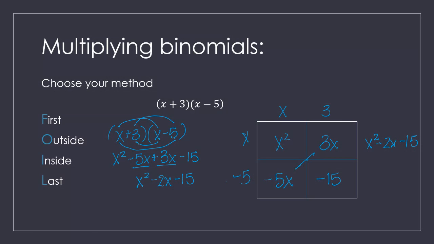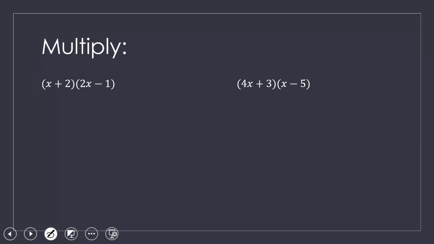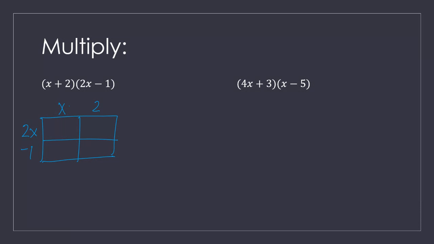Okay, we're going to do a couple more just for some practice. So if we look at this first one here, we're going to multiply this. So I'm going to set up my box for it. Notice I'm dividing it into 4 pieces because I have 4 pieces. So the x plus 2 goes on top, the 2x minus 1 goes on the side, and I'm going to multiply my pieces out. So 2x times x is 2x squared. 2x times 2 is 4x. Negative 1 times x is negative 1x, and negative 1 times 2 is negative 2. Now I'm going to combine my like terms, and I get 2x squared plus 3x, negative 1 and 4 is 3x, minus 2. Done. Let's try the next one.